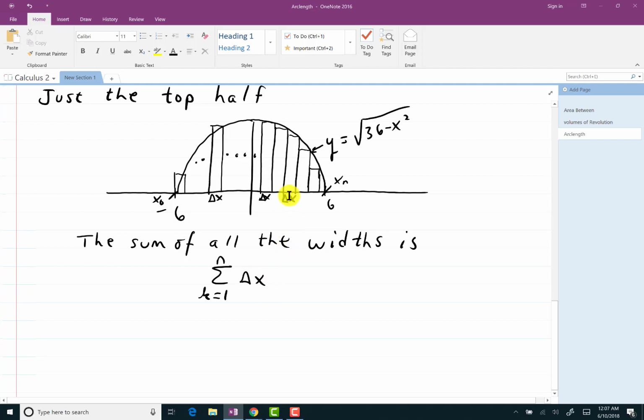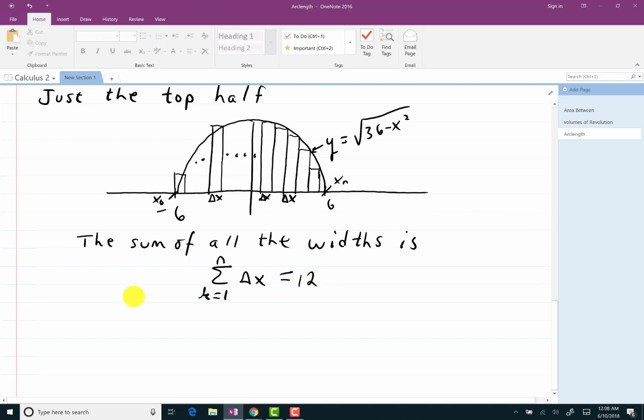I was only concerned really with using these horizontal lengths because as the rectangles get smaller, the lengths would get shorter and they would become closer and closer to the shape of this curve. Unfortunately, when I add up all the delta x's, that means this length plus this length plus this length plus this length, plus this length plus this length. Well, it adds up to 12.